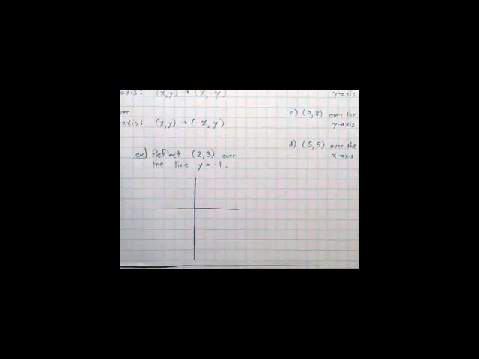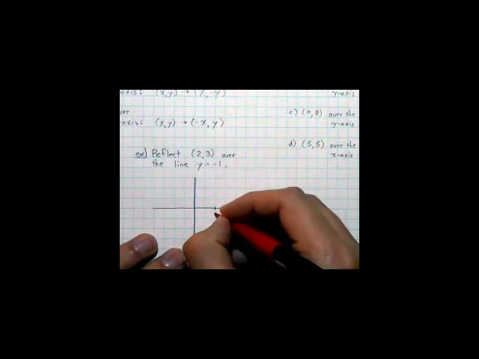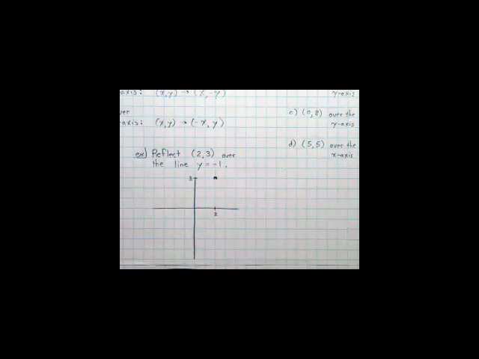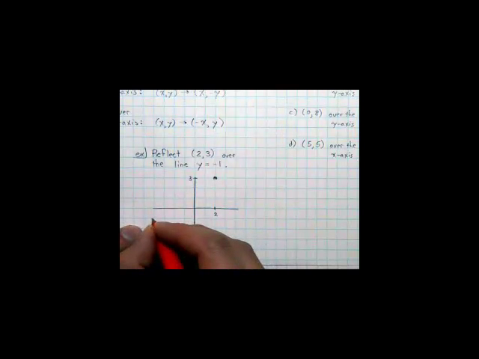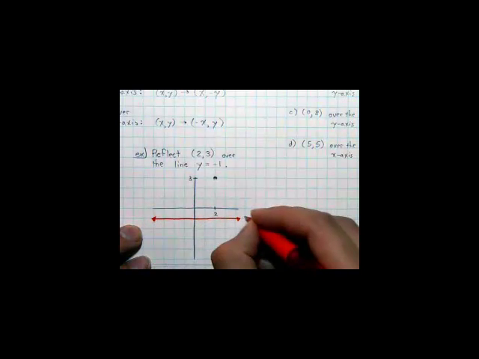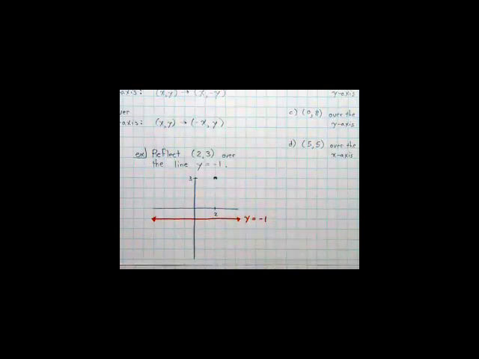so we're going to start with the point (2, 3). So here's our little point. And we're not reflecting over an axis. We're reflecting over the line y equals -1. Well, where's the line y equals -1? Exactly. It's a horizontal line at -1. It's down here. So that's the line of reflection. Not the x-axis, not the y-axis, but that line right there.